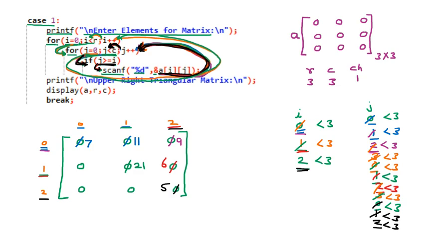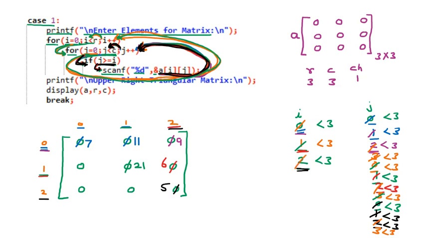i++. j++. So j is now 3. Checking the condition: 3 less than 3? False. It will come out and go back to the i++.